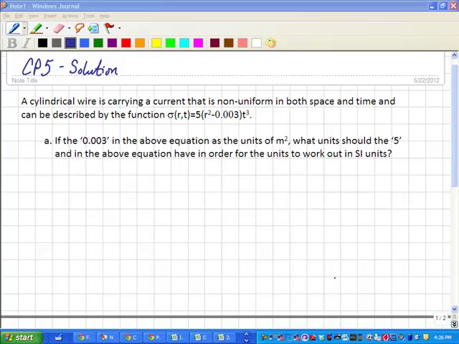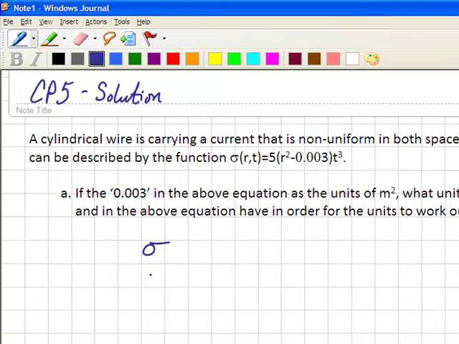In order to solve this problem, let's first analyze the units. So charge density has the units of current per square meter. And remember that a current is a coulomb per second. So in other words, this is coulombs per second per cross-sectional area.